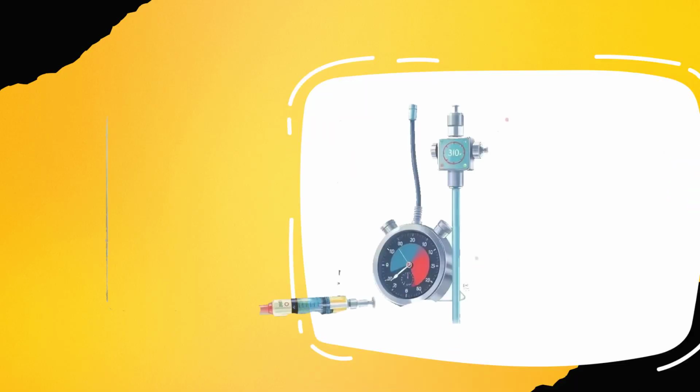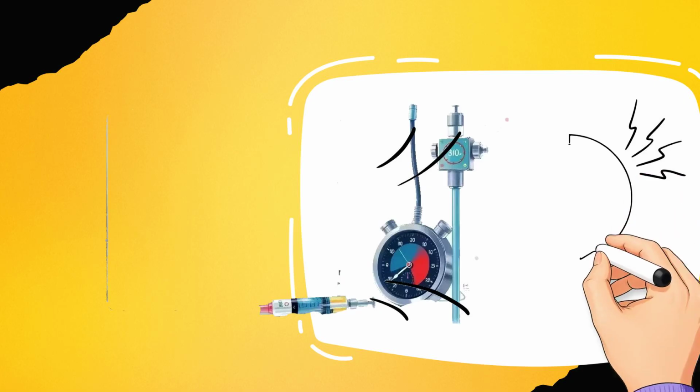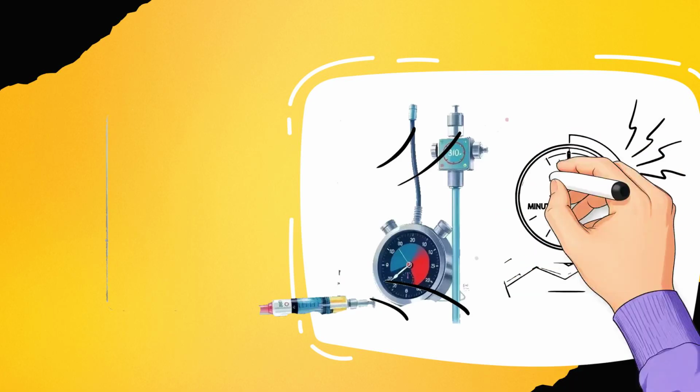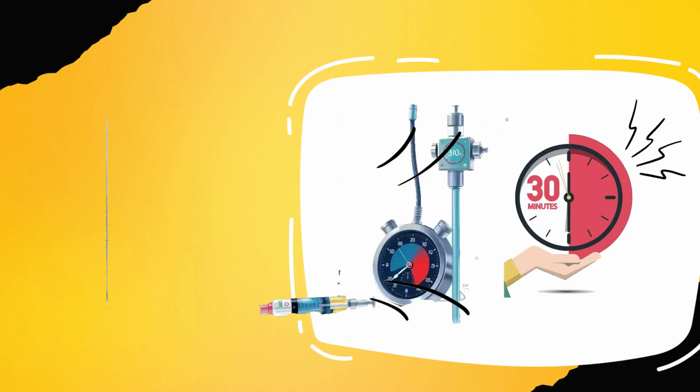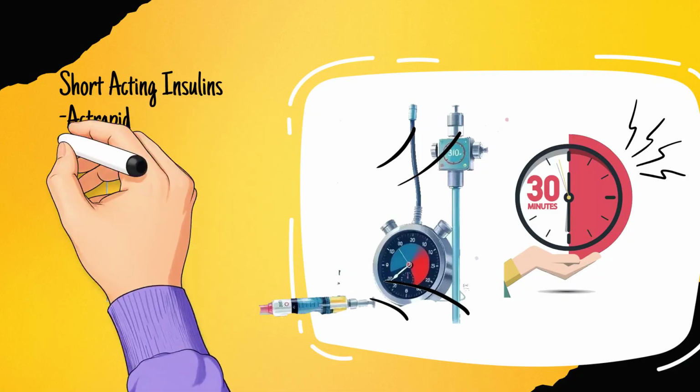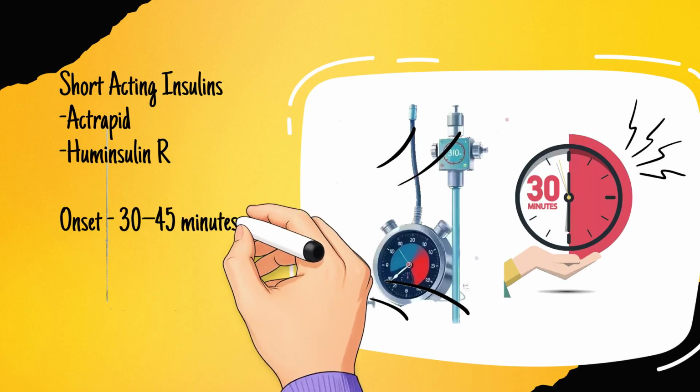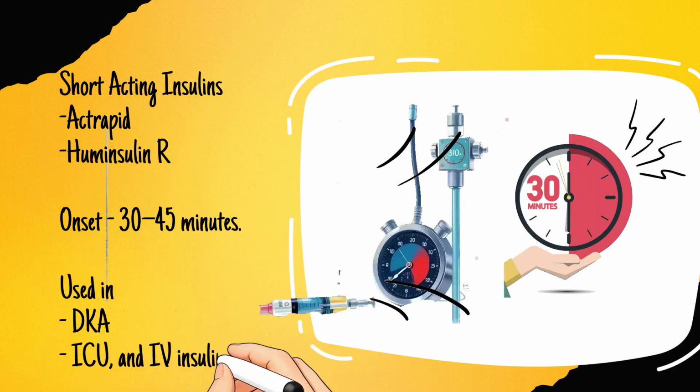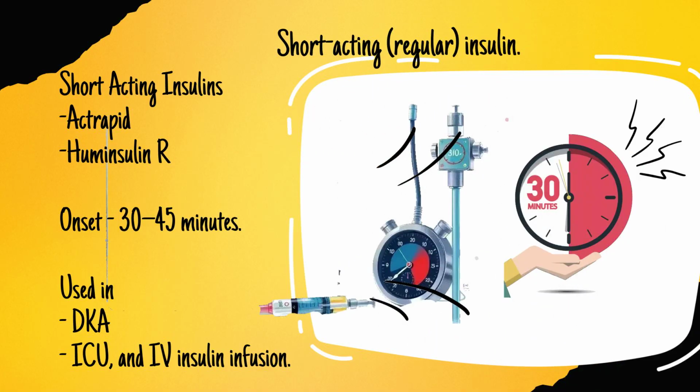Short-acting insulins. Short-acting insulins are the naturally occurring insulins. Actrapid, Human Insulin are the common brand names. They have an onset of action within 30 to 45 minutes and are commonly used as IV infusions as part of treatment for diabetic ketoacidosis and are also used in developing countries as pre-meal insulin.